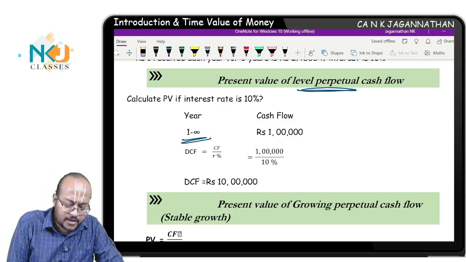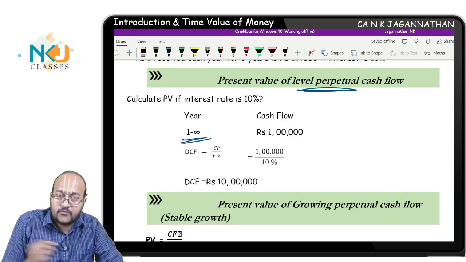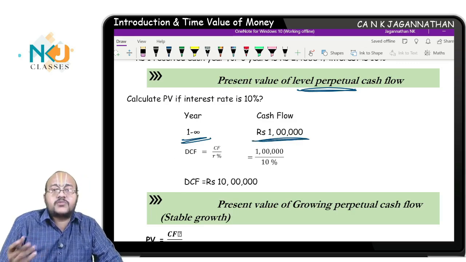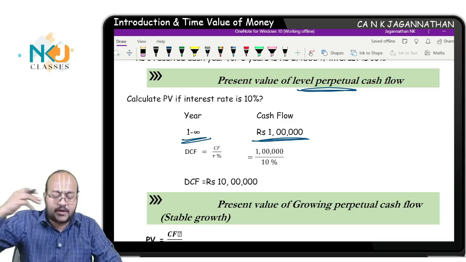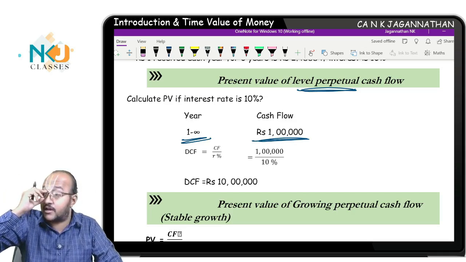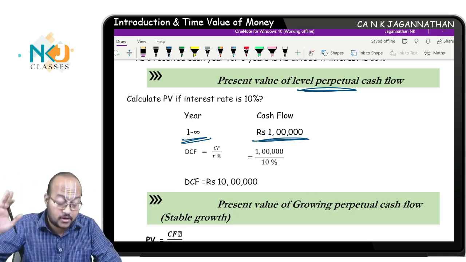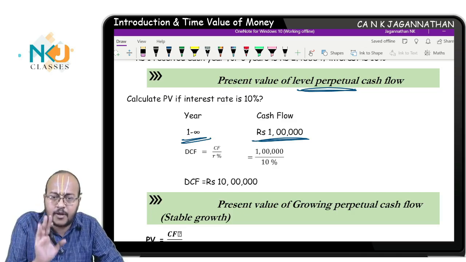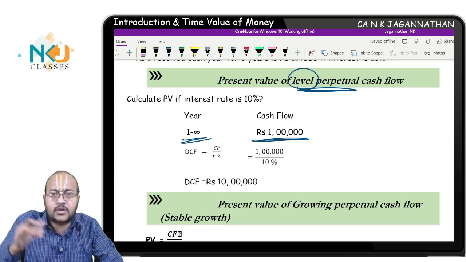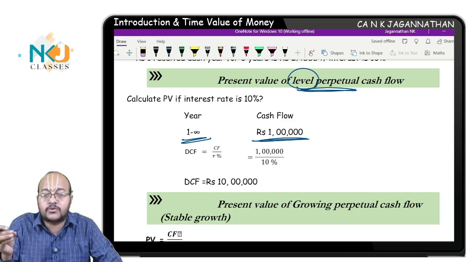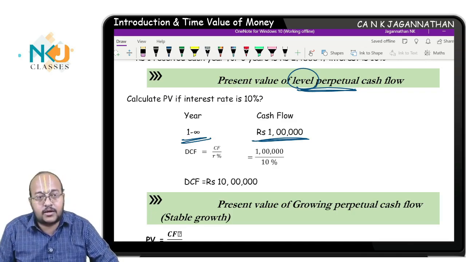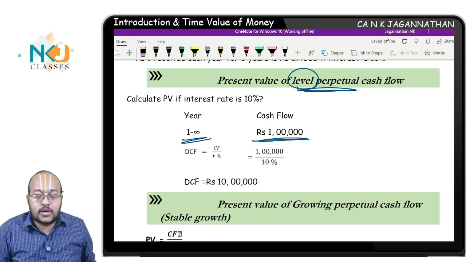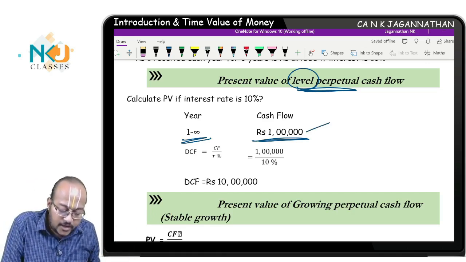From year 1 to infinity, I am going to receive 1 lakh rupees. Assume there is a perpetual bond paying interest at a rate of 10%, and I have deposited, say, 10 lakh rupees, and I am going to receive 1 lakh rupees forever. Correct? Now, what is the present value of this cash flow? Very simple. Level perpetual cash flow. I am going to discuss growing perpetuity next. That is not an issue. Here we are going to discuss level perpetuity. In level perpetuity, the cash flow will not change. The 1 lakh which you are going to receive will not change.